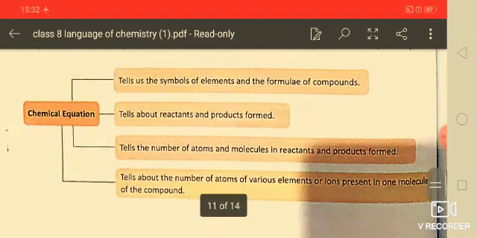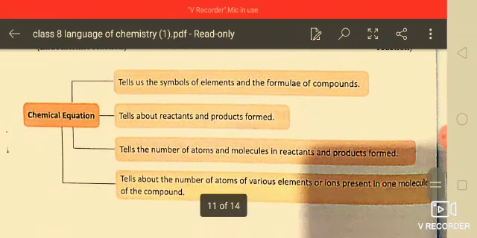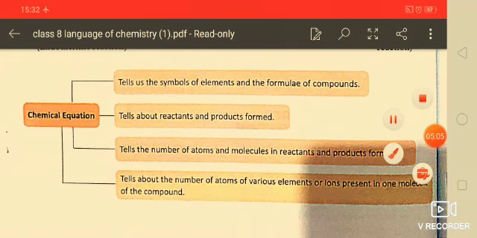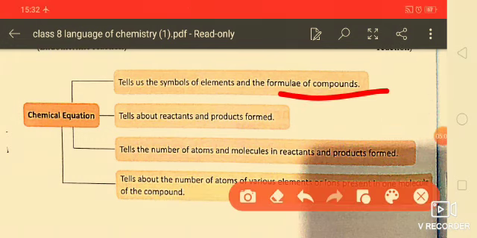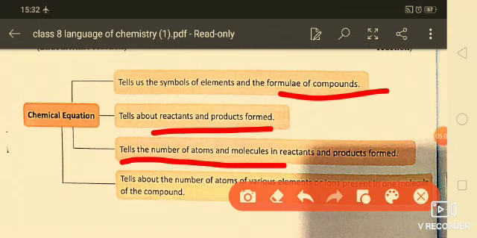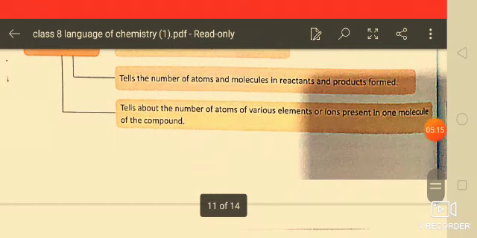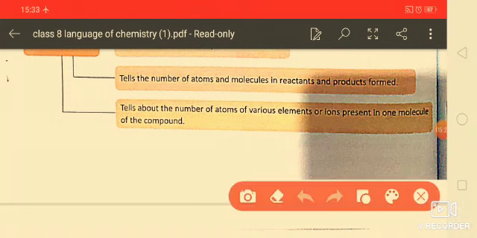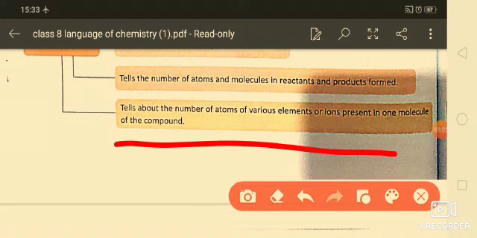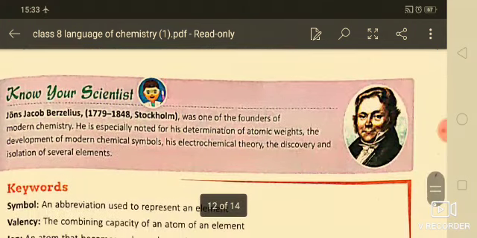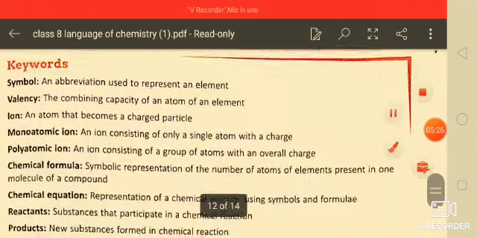Now students, chemical equations tell us about reactants and products. They tell us about elements and the formula of compounds. They tell about the number of atoms and molecules in reactants and products formed, and also tell about the number of atoms of various elements or ions which are present in one molecule of the compound. Students, these are the keywords, and next is question answer.